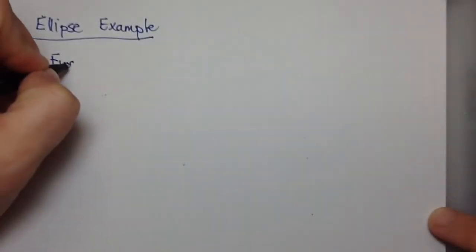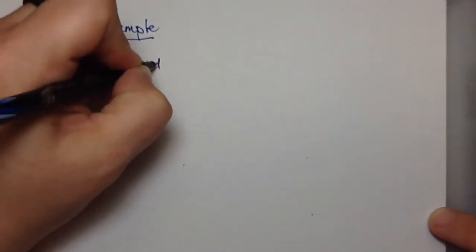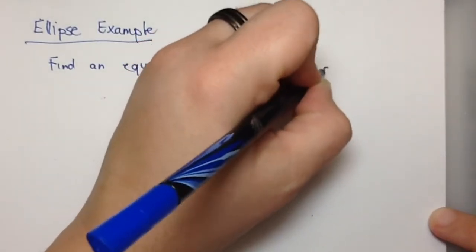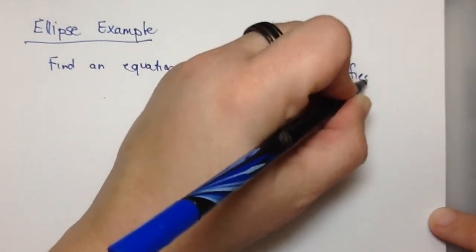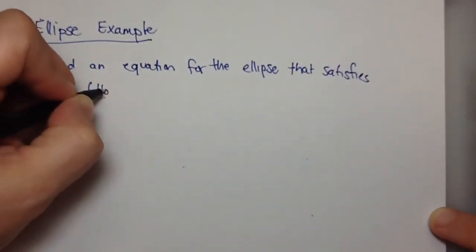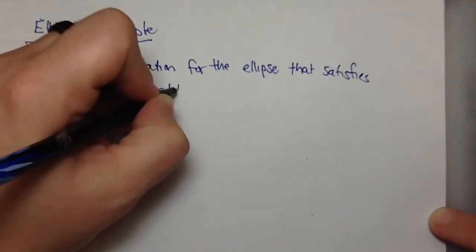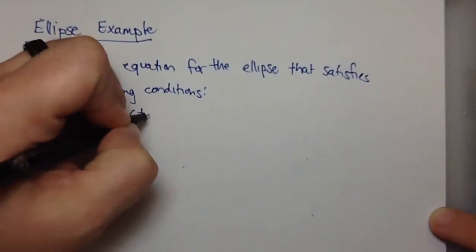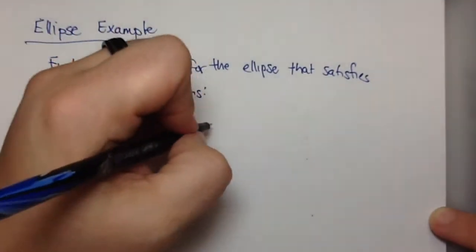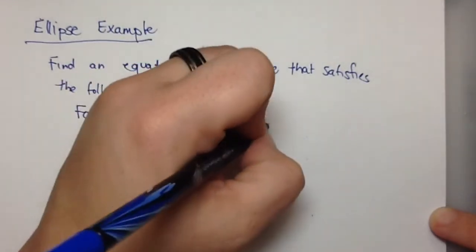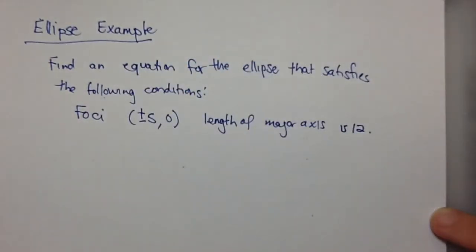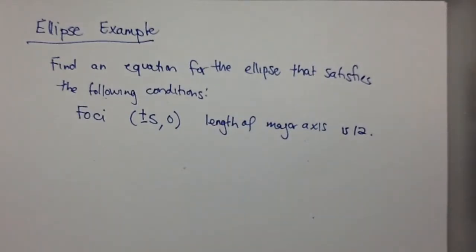The question is, find an equation for the ellipse that satisfies the following conditions. We know the foci are at plus and minus 5, 0, and the length of the major axis is 12. Okay, so that's all we got. So we've got to figure out the equation.